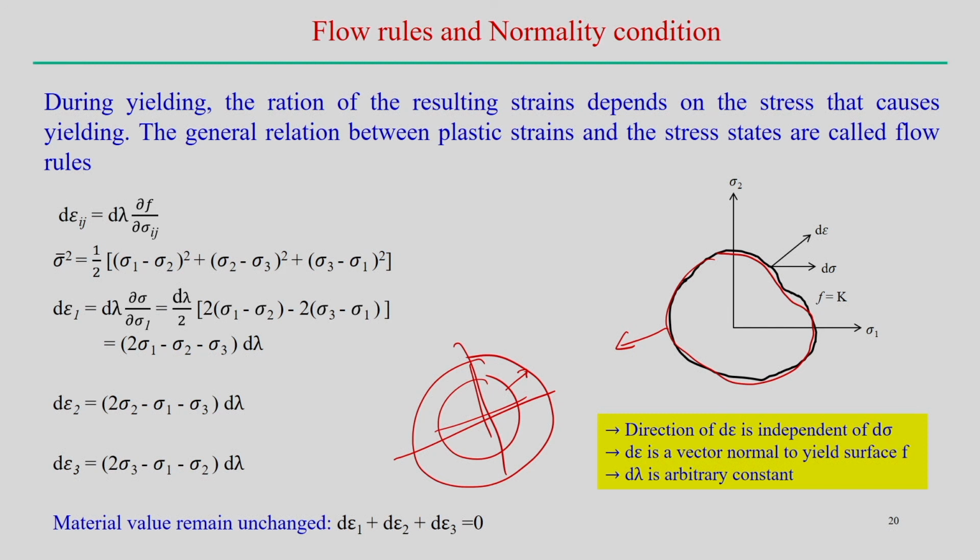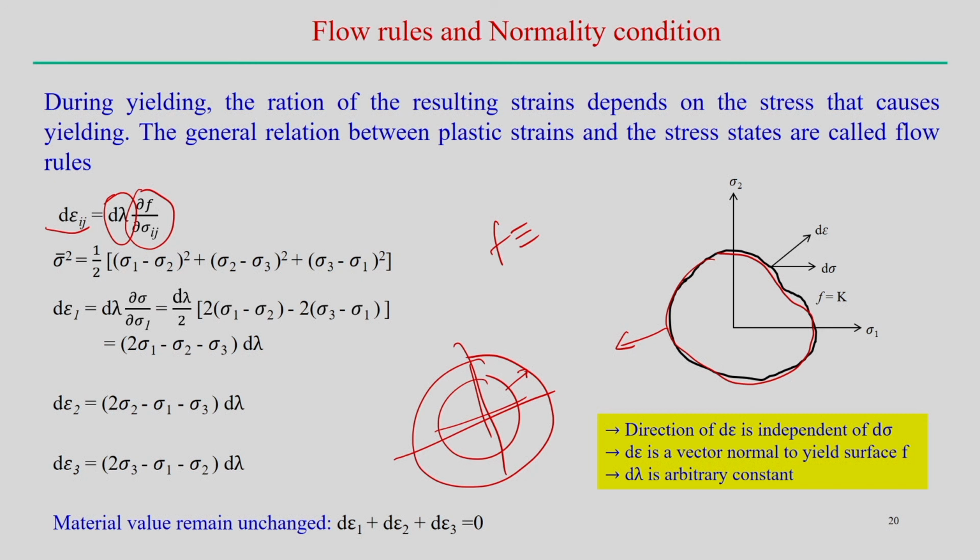So, during yielding the ratio of the resulting strains depends on the stress also, because the resulting strain depends on the state of the stress that causes yielding. The general relation between the plastic strains and the stress states is called the flow rule. In this particular case, d epsilon, the incremental strain, is d lambda, a constant, sometimes called the plastic multiplier, times del f by del sigma ij, where f basically represents the yield functional form.